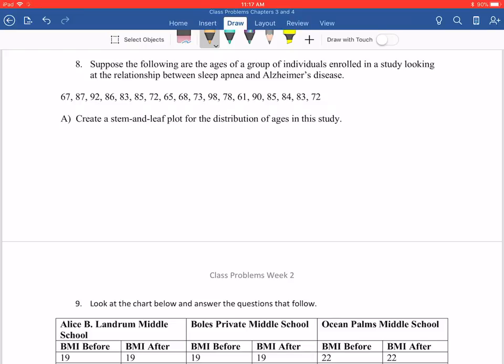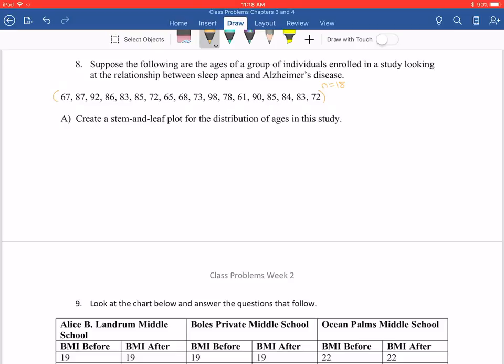So let's get started. Number 8: suppose the following are the ages of a group of individuals enrolled in a study looking at the relationship between sleep apnea and Alzheimer's disease. Here we have our data set. You can most certainly count, but I will help you out: we know we have n equals 18. There are 18 data points here, and they are not in order, but as you can see, we need to create a stem and leaf plot for the distribution of the ages in the study. So we're going to create a stem and leaf plot.